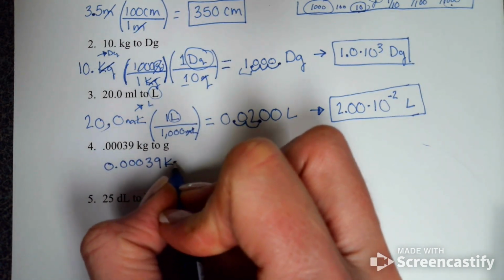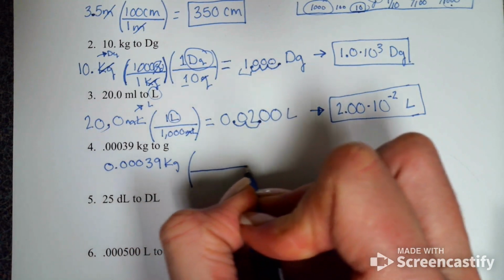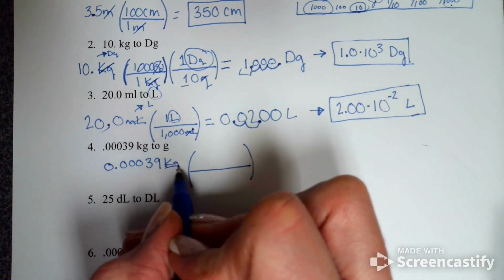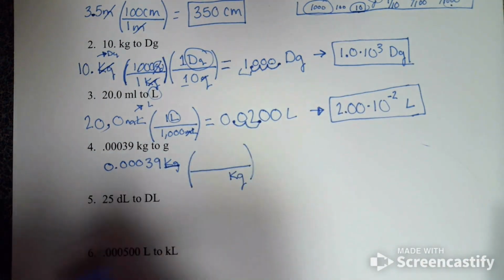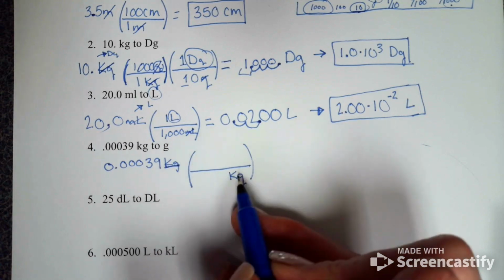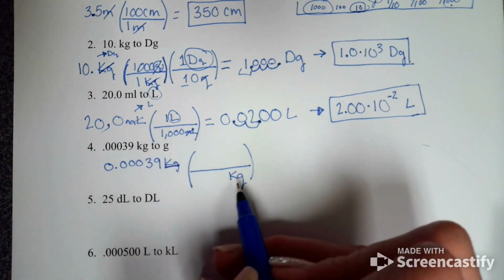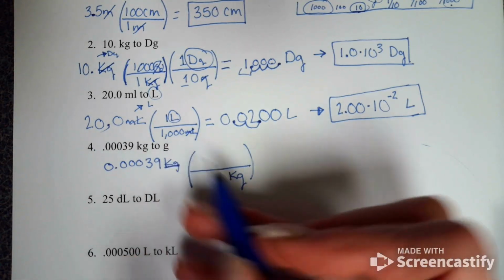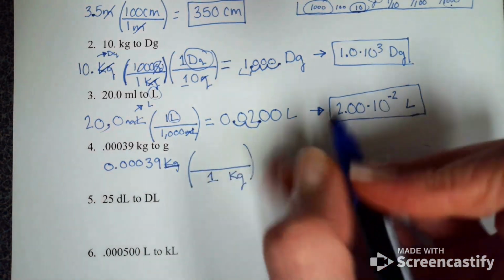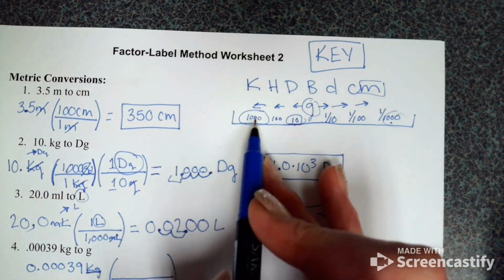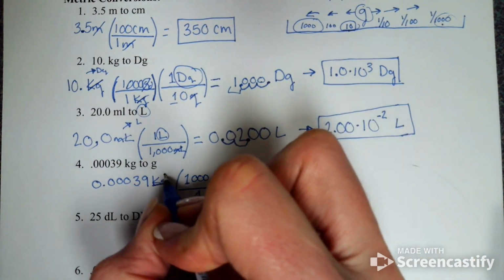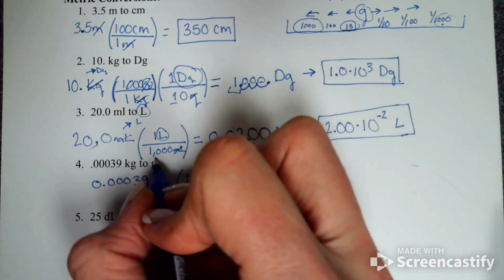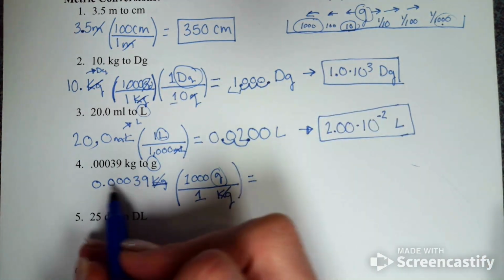0.00039 kilograms, and I want to go to grams. So because I have kilograms on top, I know that my first conversion factor has to have kilograms on bottom. So you're going to ask yourself, do I know how many grams are in a kilogram or how many kilograms are in a gram? You should know that in 1 kilogram, there are 1,000, my base units, which are grams. There are 1,000 grams. Kilograms crossed off. I'm in grams, which is what I wanted to get to.